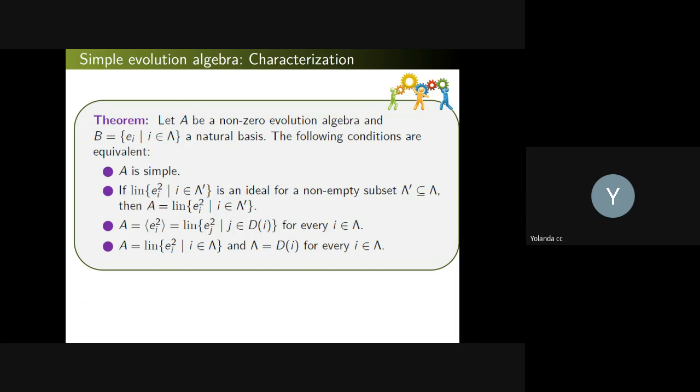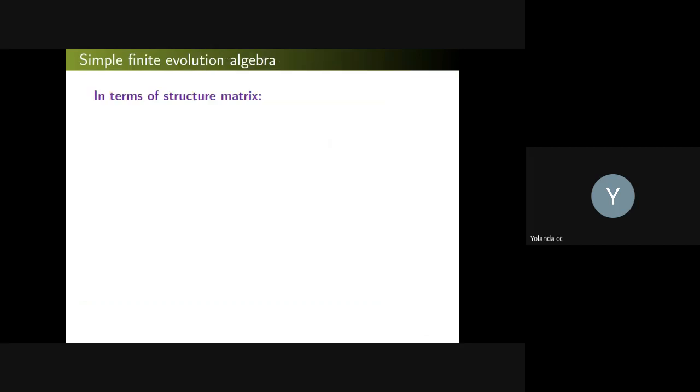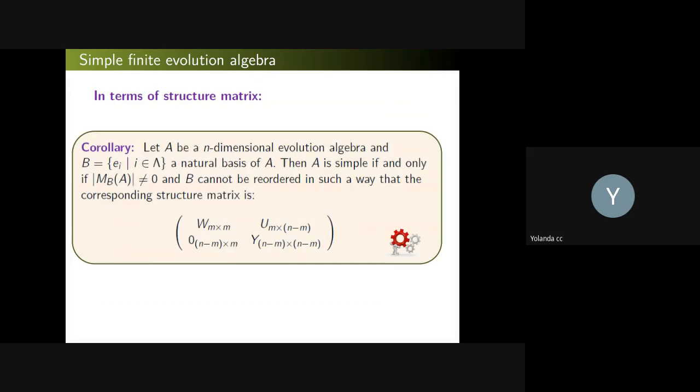Or if and only if the evolution algebra can be written as the span of the squares of the elements of the basis, and also the descendants of each element are all vertices. Okay, these are two characterizations. In terms of the structural matrix, in the finite case, to say that an algebra is simple is to say that its structural matrix is regular, with non-zero determinant, and also the matrix can't be expressed as a matrix with a zero block. Okay?